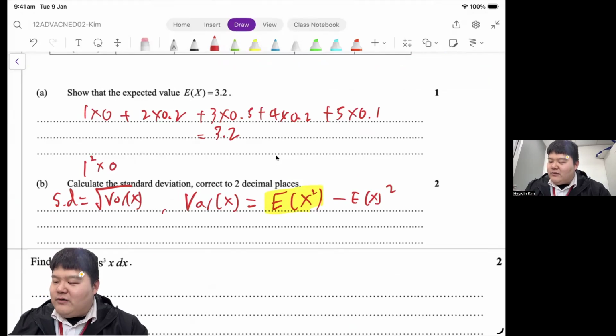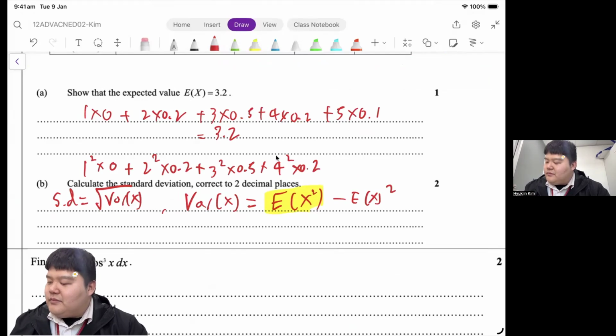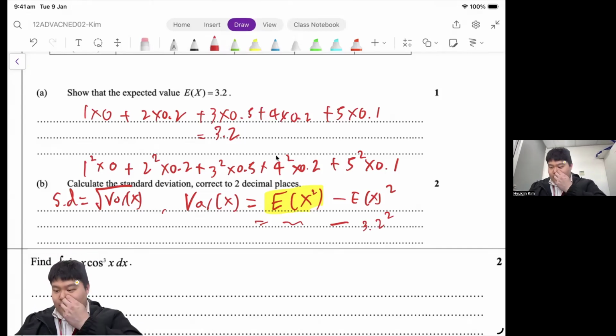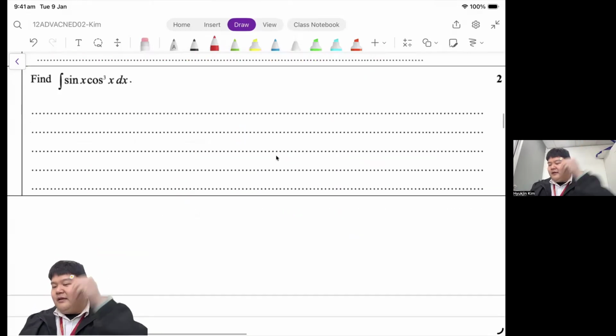1 squared times 0 plus 2 squared times 0.2 plus, and so on, plus 5 squared times 0.1. Whatever that is, right? You do that minus 3.2 squared. And then you square root that to get the SD. Okay? And then you'll get the answer. I'm not doing all that.